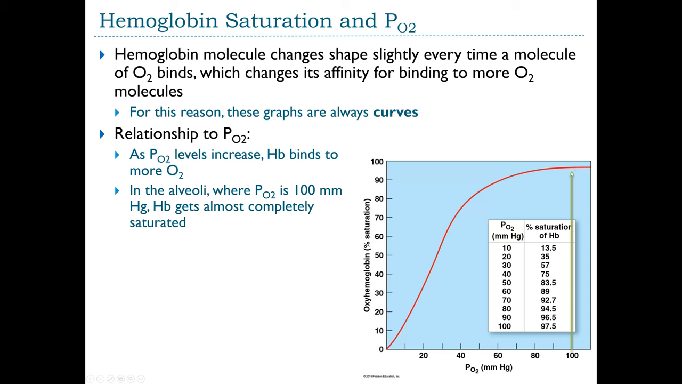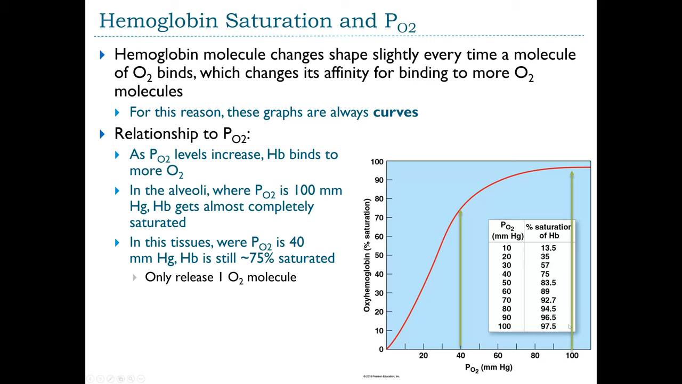But for all intents and purposes, you can say that most of the hemoglobin molecules at this point are going to be bound to four oxygens. So the number is actually very close to 100%. Now let's look at what happens. So the red blood cells then go out into our tissues. And as we discussed earlier, the partial pressure of oxygen in the tissues is 40 millimeters mercury. So at this partial pressure, we can see that the hemoglobin is about 75% saturated. And so that means that at this point, the hemoglobin is still bound to 3 oxygen molecules.